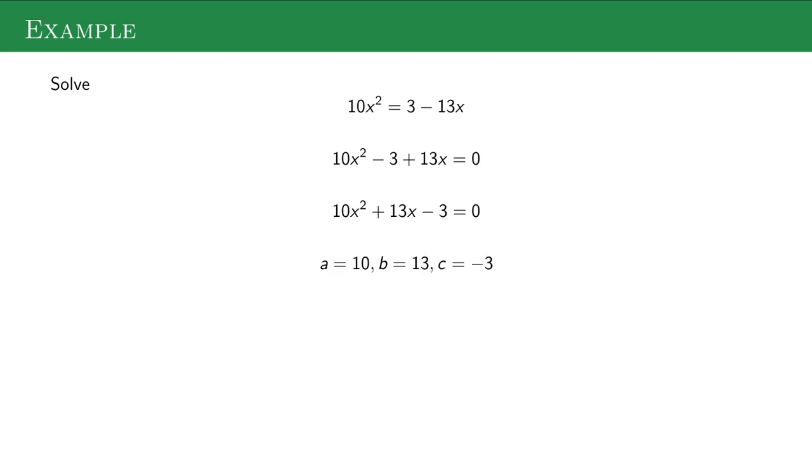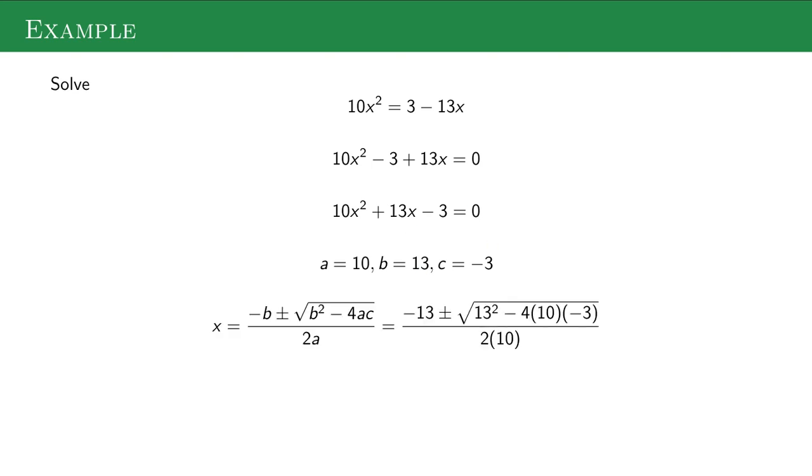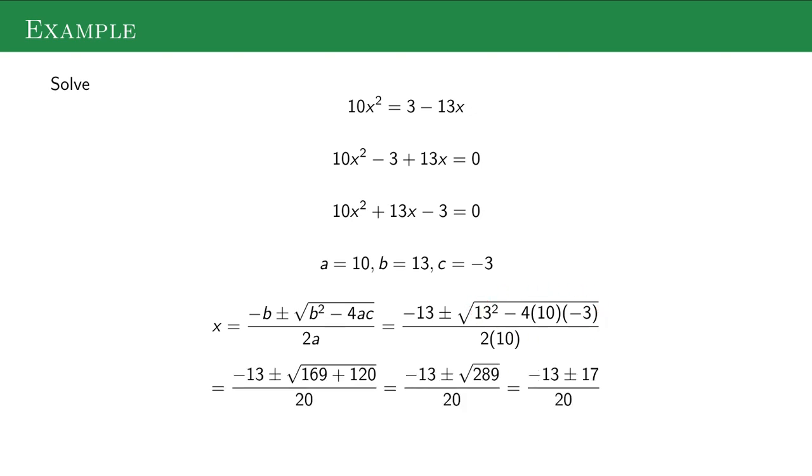Then I say, okay, I'm going to do the quadratic formula. A is 10, b is 13, c is negative 3. Put it into my formula. The first big thing I want to do is simplify this square root. So 13 squared is 169. Multiply all this together, you get 120, you get this. The square root of 289, in this case, actually works out nicely to be 17. So make sure you fully simplify stuff.